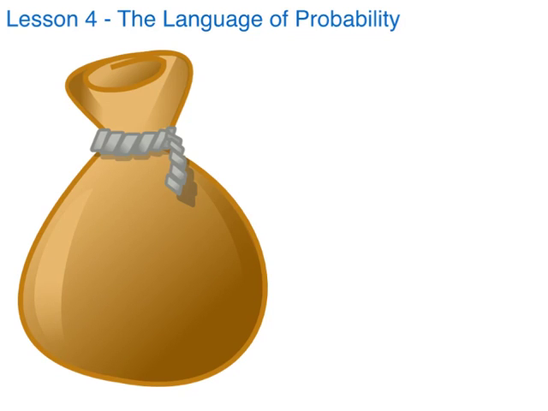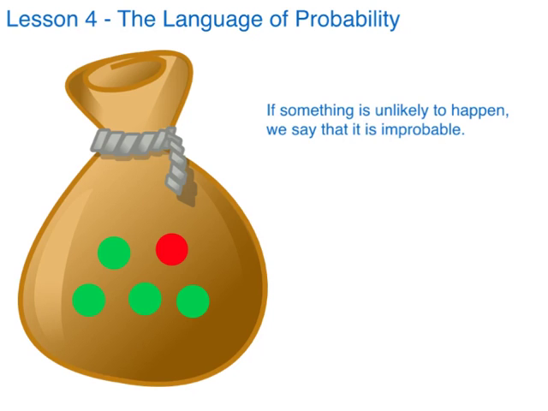Welcome to Lesson 4, the language of probability. If I have a coin bag with different colored coins in it like this, I can use them to learn about probability. If something is unlikely to happen, we say that it is improbable. If I were to reach my hand into the bag and randomly pick one of these colored coins, it is unlikely or improbable that I will pull out a red coin.